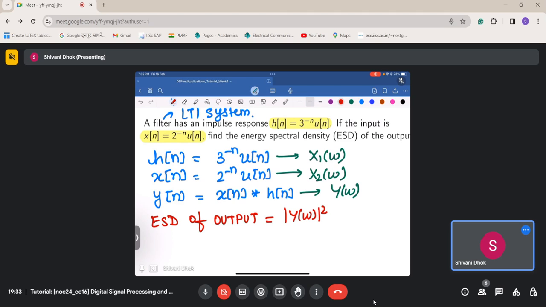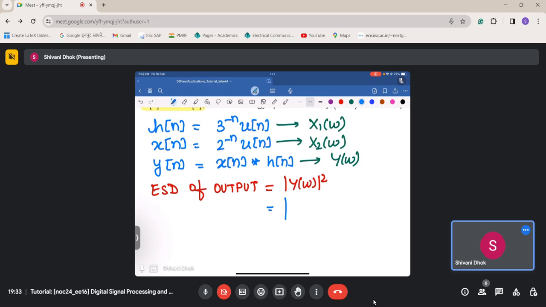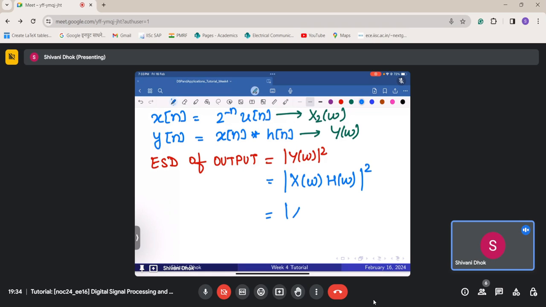Okay, now if you remember this, before that, Y(omega) is simply equal to X1(omega) into X2(omega), that is, X(omega) into H(omega) squared, which is equal to magnitude of X(omega) squared into magnitude of H(omega) squared.